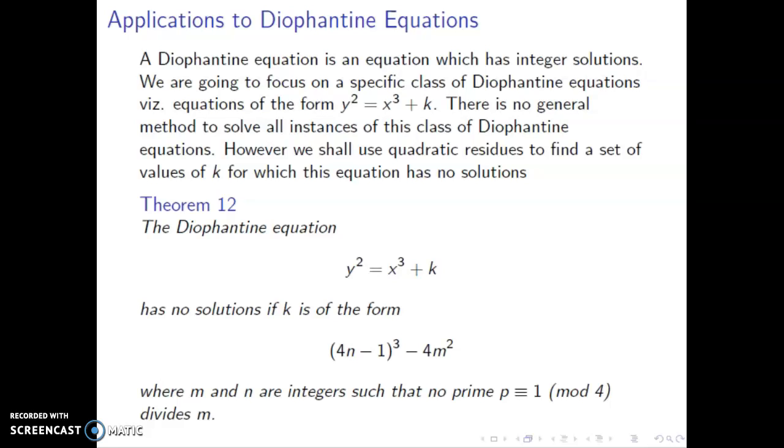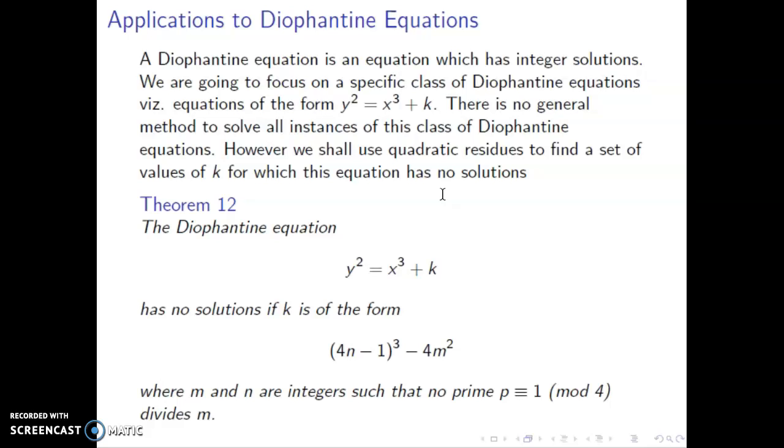Now we are not going to talk about Diophantine equations in general. It can be shown that not all Diophantine equations have solutions, and therefore we are going to look at a very specific class of Diophantine equations. Equations of the form y squared is equal to x cubed plus k. Again, even for this class there is no general method to solve all instances, and therefore we are going to use quadratic residues to find a set of values of k for which this equation has no solutions.